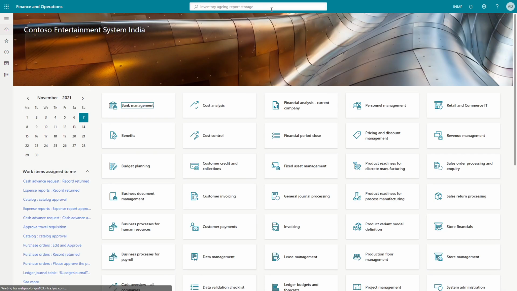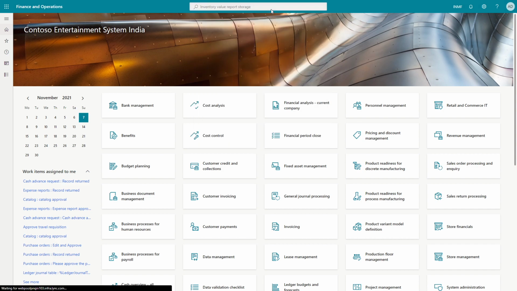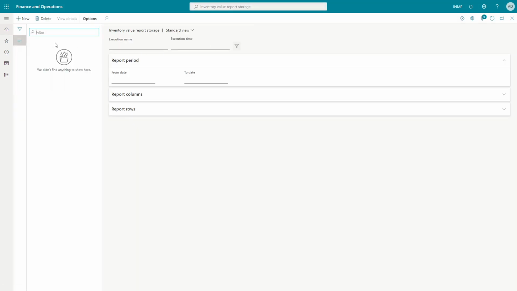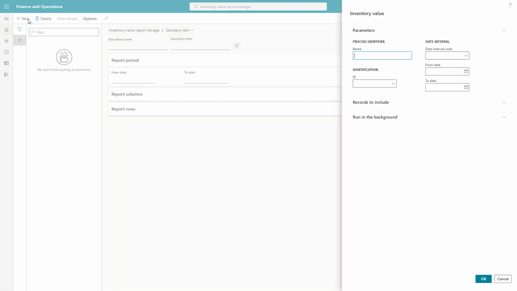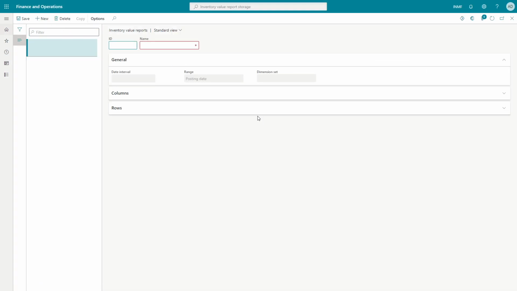Now there is one more report that is called inventory value report storage. This is a very important report. I'm not going into much depth here because this can have its own video on the single report. I'm clicking new, GT CO3. Here I have to create a report ID. I will say transactional, because I want to see the ledger.